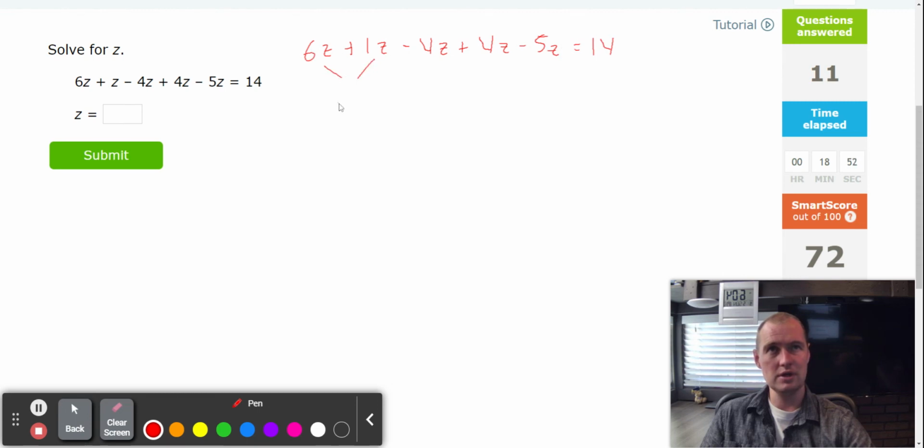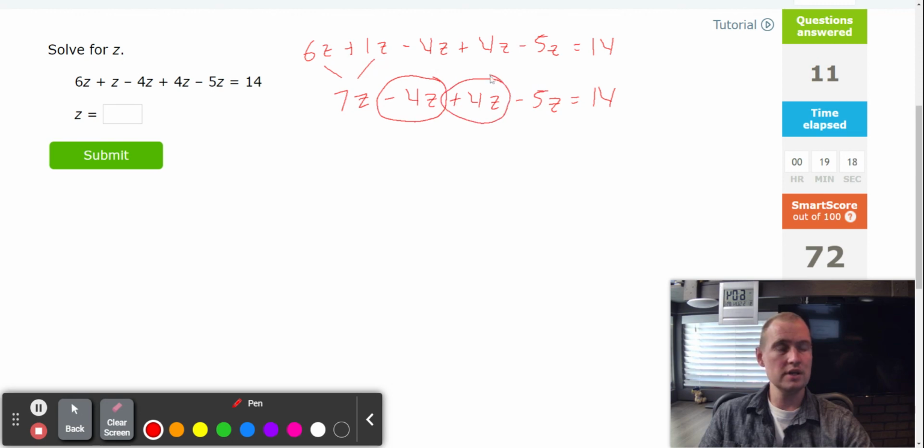Just 6 zebras plus 1 zebra is 7 zebras. Bring everything else down. Minus 4 zebras plus 4 zebras minus 5 zebras equals 14. Now, actually writing this down made me discover something. If you take a look at the negative 4 zebras and a positive 4 zebras, notice that they are inverses by themselves. Negative 4 zebras is the exact opposite of positive 4 zebras. So what happens is those two cancel each other out.